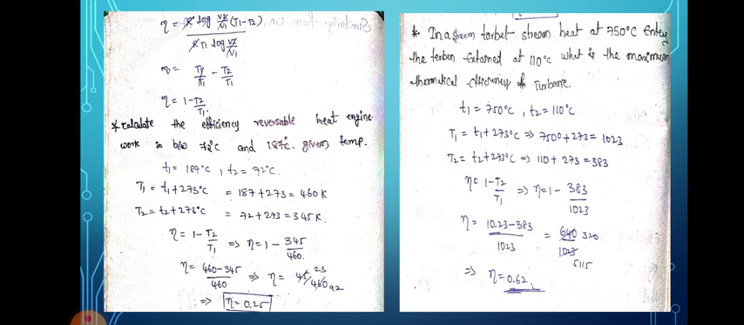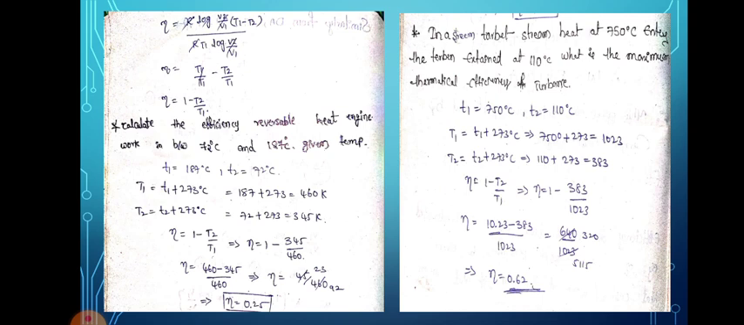So therefore eta, the efficiency of the Carnot heat engine, is equal to 1 minus T2 by T1. Therefore finally eta is equal to 1 minus 345 divided by 460. Therefore eta is equal to 115 by 460, that is eta is equal to 0.25.